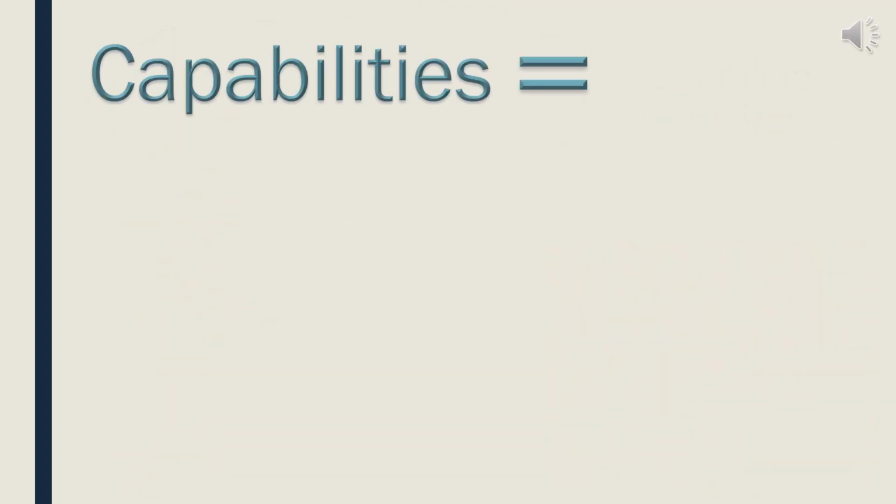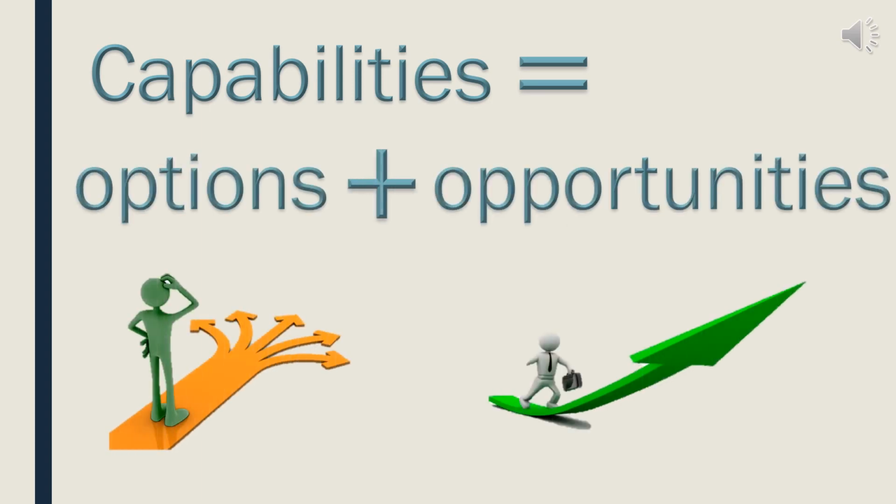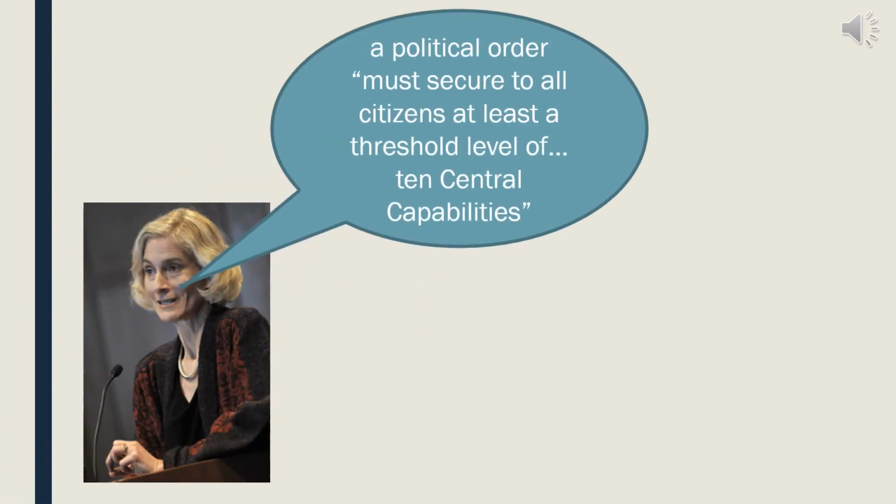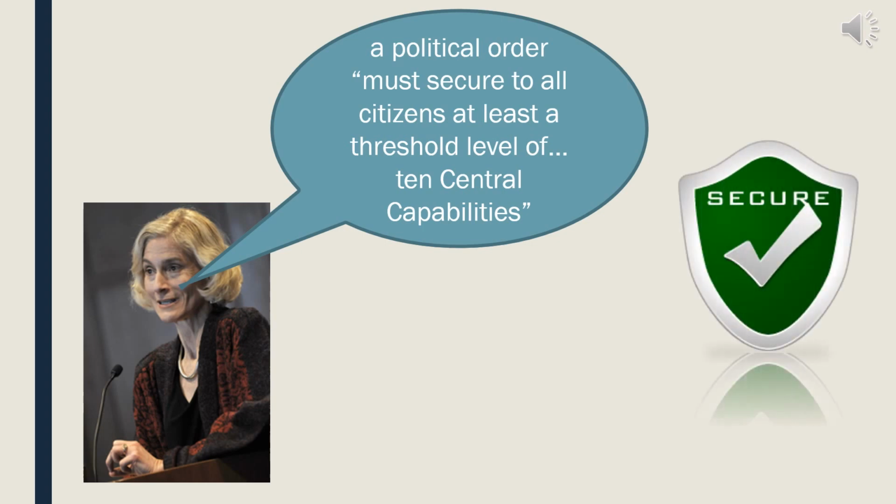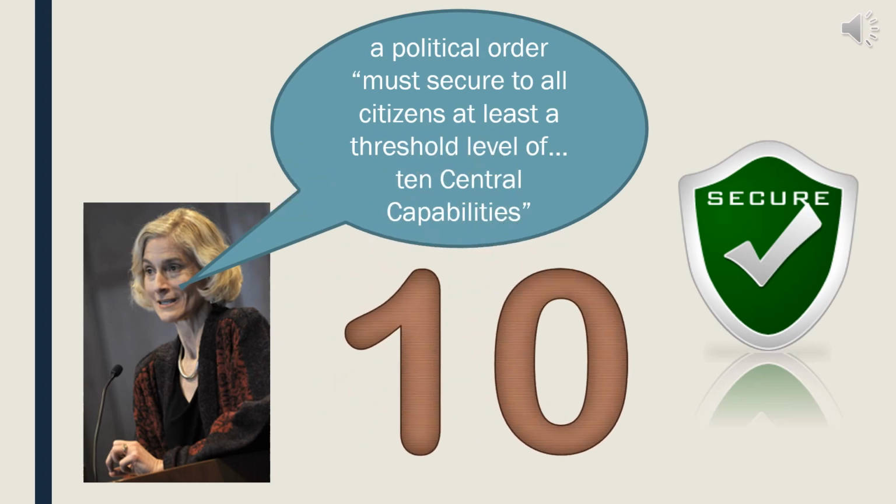Basically, one's capabilities are the actual options and opportunities a person possesses. Let's break it down a little more, though. In her book, Creating Capabilities, Nussbaum asserts that in order for an individual to pursue a dignified and minimally flourishing life, a political order must secure to all citizens at least a threshold level of 10 central capabilities.